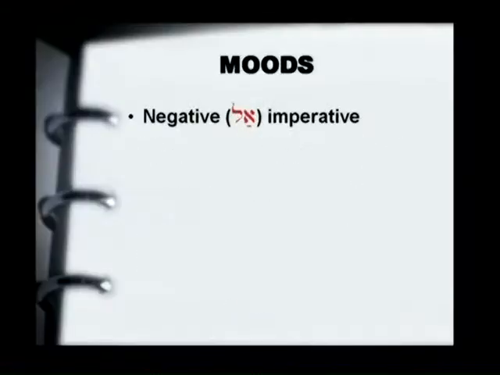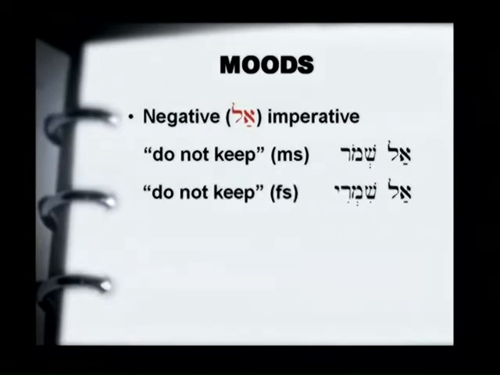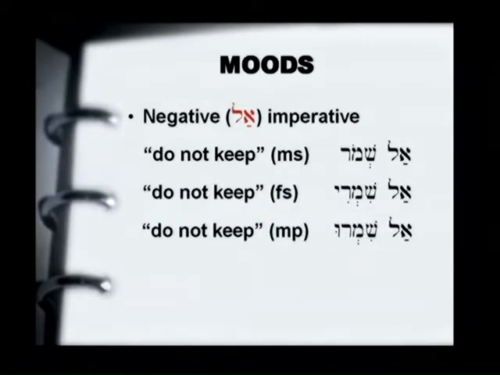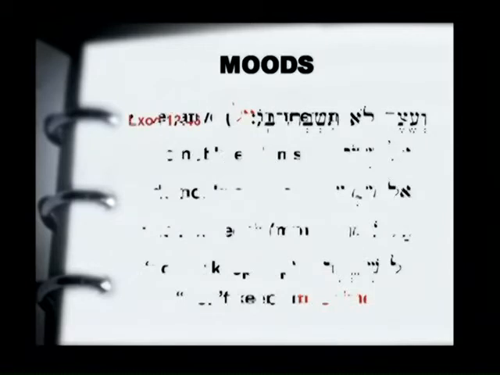These have the idea of never keep. The negative with al, and here again the imperfect is used, because al is never used with the imperative. Al is used only with the imperfect. So it'd be al tishmor, al tishmari, al tishmaru, and al tishmorna. These all have the idea of don't do this in this circumstance or this situation. It is subjective. Don't keep this time or in this situation.